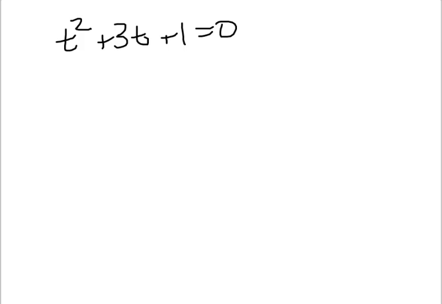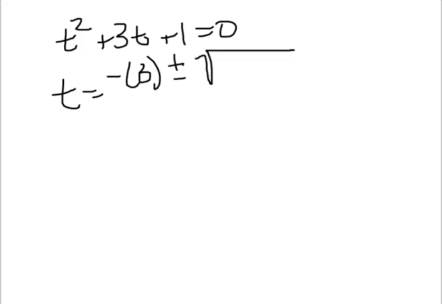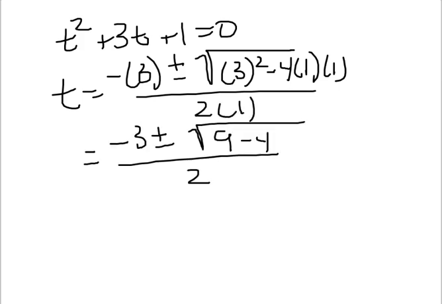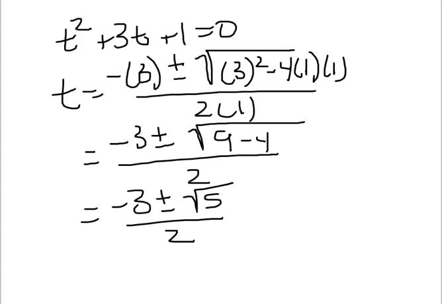What if I have t squared plus 3t plus 1 equals 0? Well, t equals negative b plus or minus the square root of b squared minus 4ac all over 2a. So that equals negative 3 plus or minus the square root of 9 minus 4 over 2, which gives us negative 3 plus or minus the square root of 5 over 2. There's nowhere for me to go, so that would be my answer.